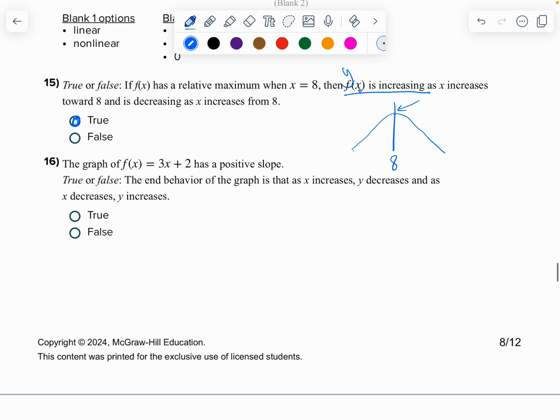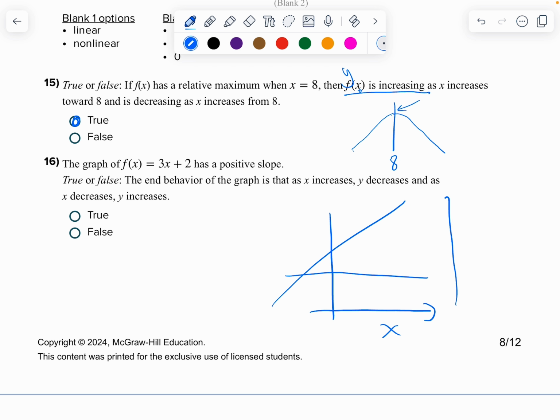Okay, the end behavior. So this is a positive slope. We're just going to go like that. So as x gets bigger, y is also getting bigger. This says, though, y decreases as x increases. That's not true. This would be a negative slope.